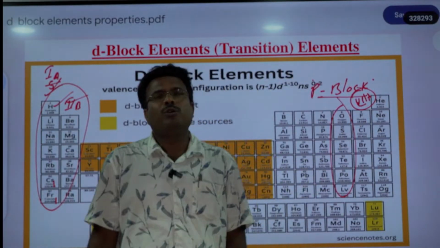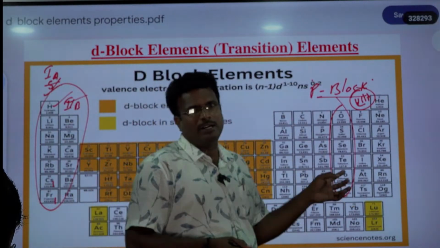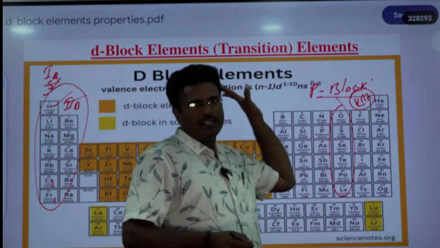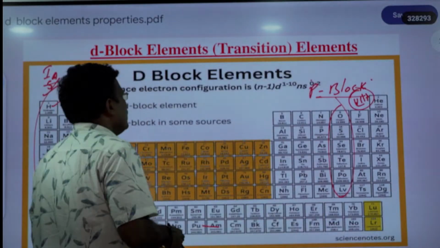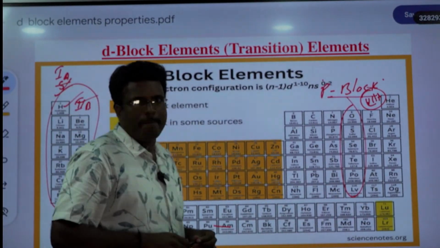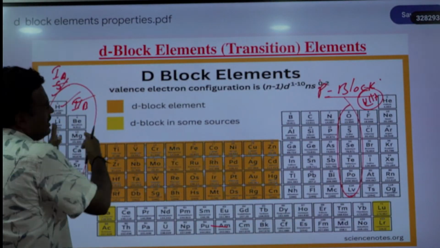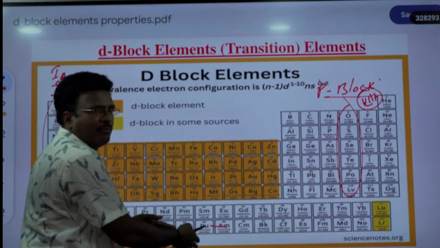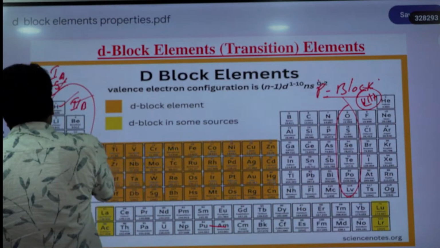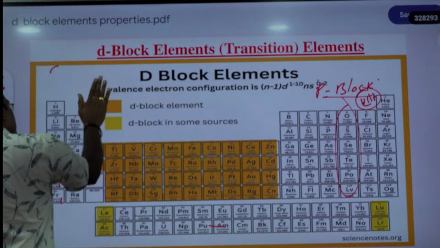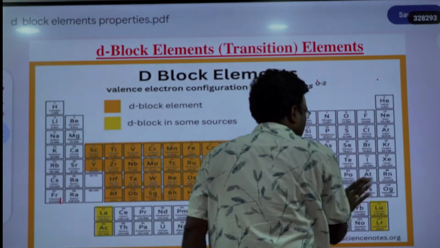The last one is the noble gases. These elements are also called inert gases, meaning they do not participate in chemical bonding. That's why they are called noble gases. So this is the brief introduction to the s block and p block. In the periodic table, there is the s block, p block, d block, and finally the f block. Now I am discussing these D block elements, which are very important, especially in IIT and NEET. There are special characteristics in these D block elements.